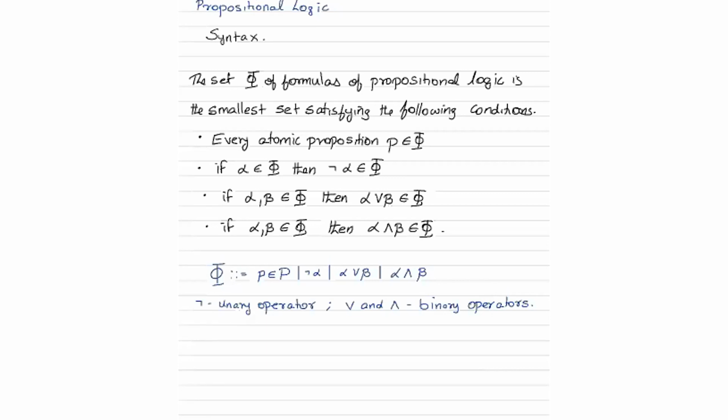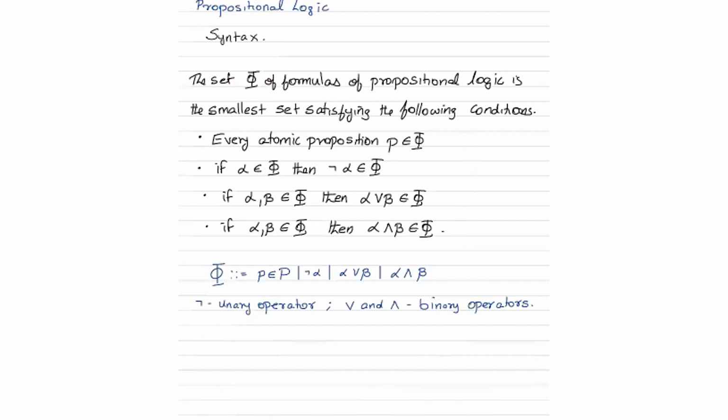So that's what I'm basically saying: symbols and the rules to connect them. Correct. So this phi is a set. It denotes the set of all well-formed propositional logic formulas. So what are the rules for a formula being well-formed? That is what is being described.